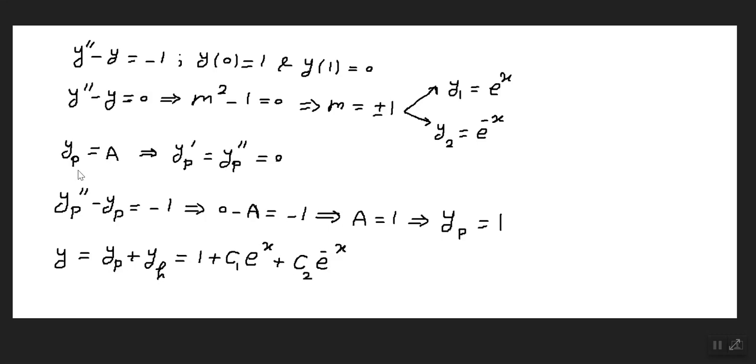Now we have to find the particular solution. It means a function, usually denoted by yp, which satisfies the non-homogeneous equation. And you know that to find yp we have two methods: UC, the method of undetermined coefficients, and the other one is variation of parameters. But here you can see the right hand side is a constant, so it is easier to use undetermined coefficients.